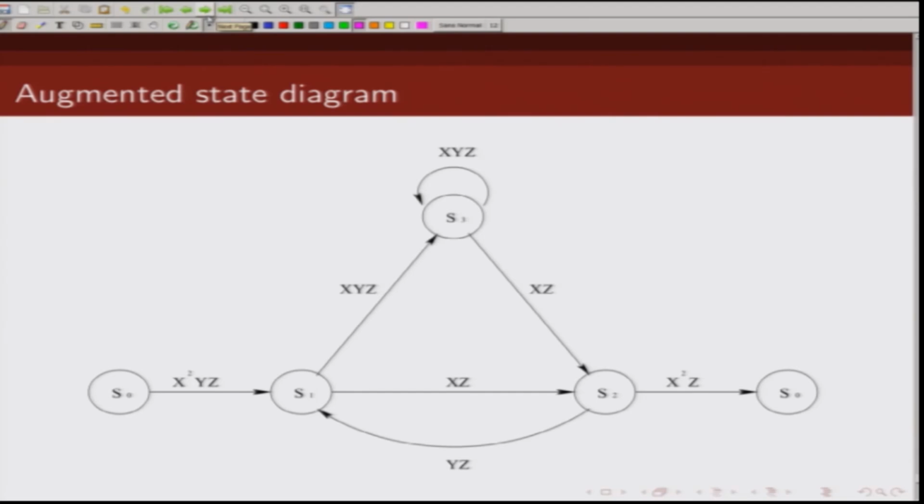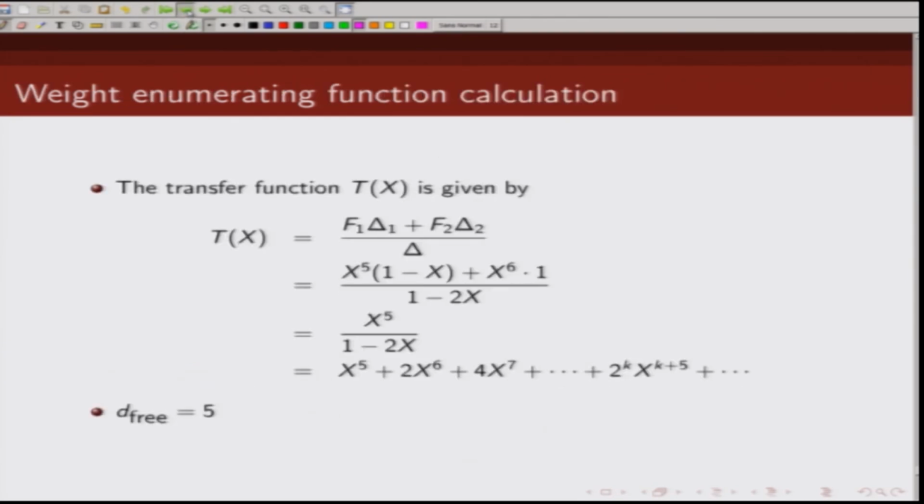Now, we repeat the same exercise with the augmented state diagram. Now, what was the augmented state diagram? On each valid branch we added a Z to denote that you can reach from one state to another in one step, and we also added in each of these branches the weight corresponding to the information bits. So, if the information bit weight was 0, so y^0, that was 1. So, you can see in some cases the information sequence weight is 0.